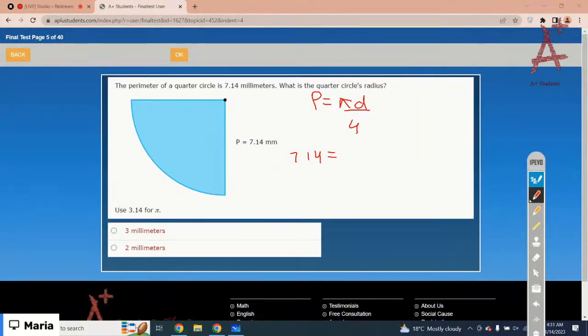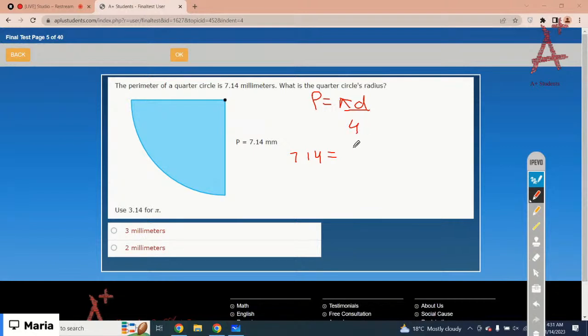Wait, I forgot the formula actually. Let me just check. Okay, it would be pi d divided by 4.